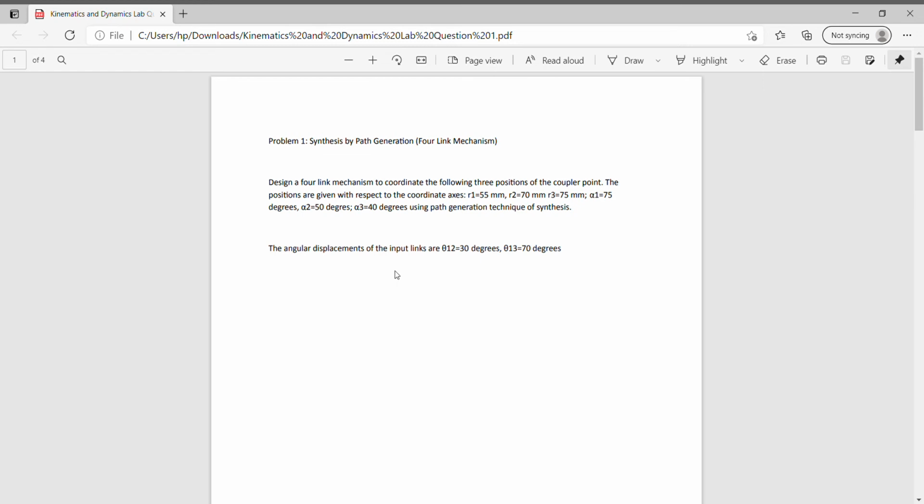Hello guys, today we'll be discussing a problem which involves synthesizing by path generation. Let's look at the problem. Synthesis by path generation, 4-link mechanism.